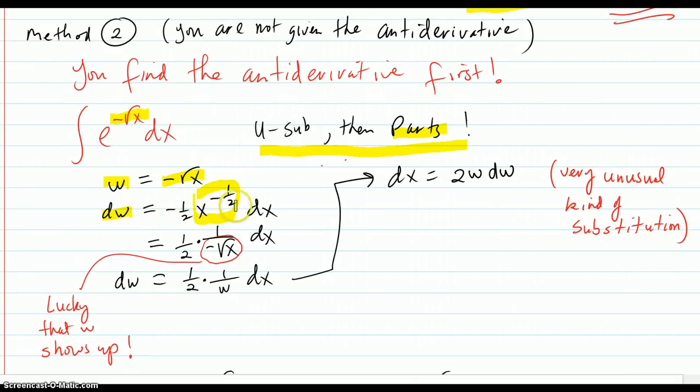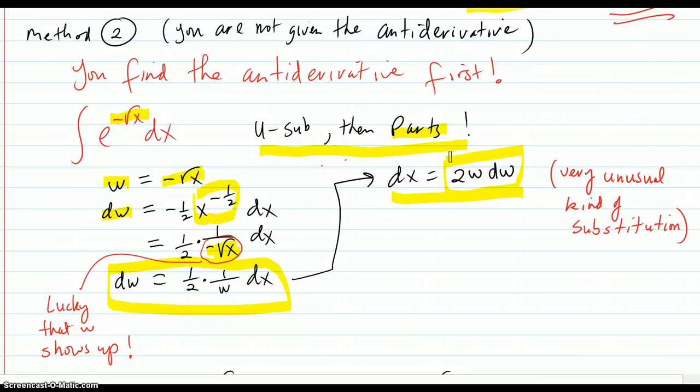So it is promising. Then I rewrote it this way with the square root of x in the denominator, realizing that here is my W. So I am going to get lucky because I get down to here, and then I multiply both sides by 2w and solve out this way with these differentials. So the dx is really 2w dw.